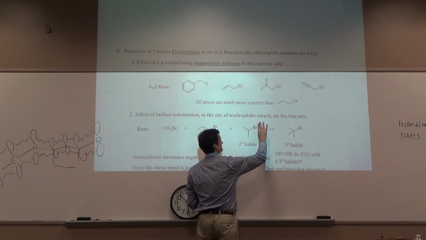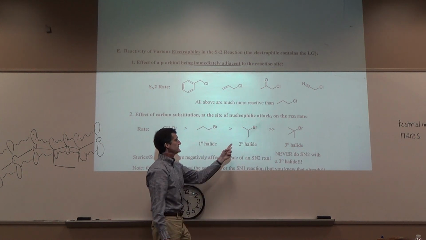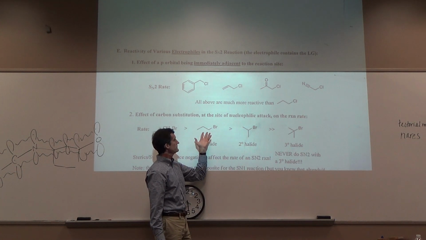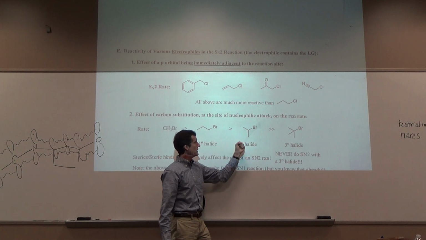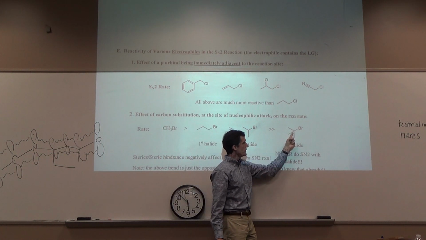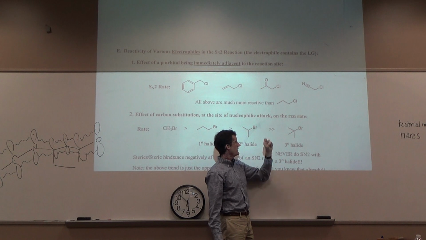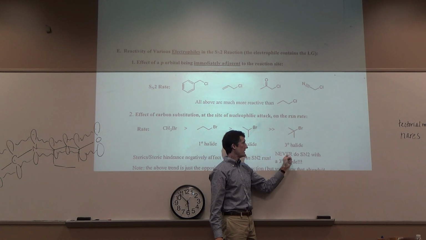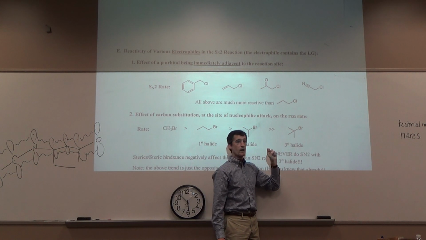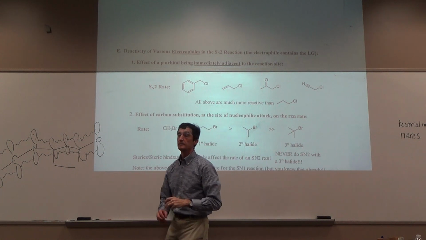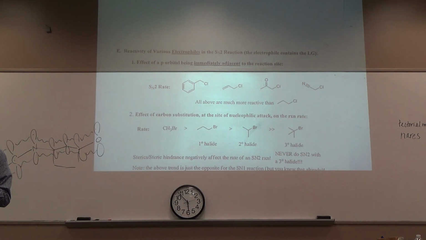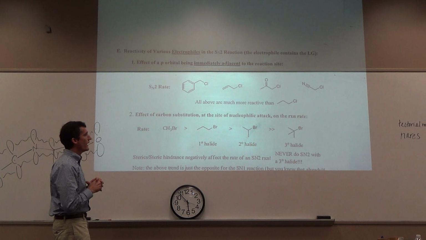Secondary halide. It's even slower. As I go across, I'm getting slower. Tertiary halide: if the leaving group is on a tertiary carbon, the rate is so slow that we consider it negligible, and we say it doesn't happen with SN2. Don't do SN2 with a tertiary halide. Everybody repeat: I'm not going to do SN2 with a tertiary halide. Okay?